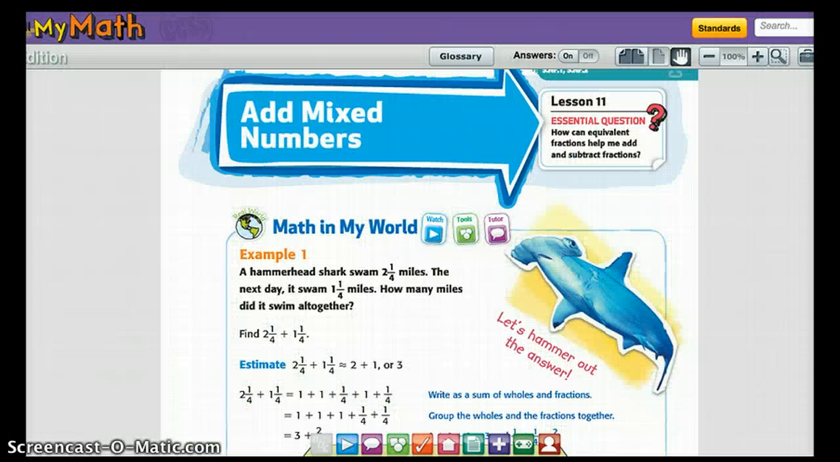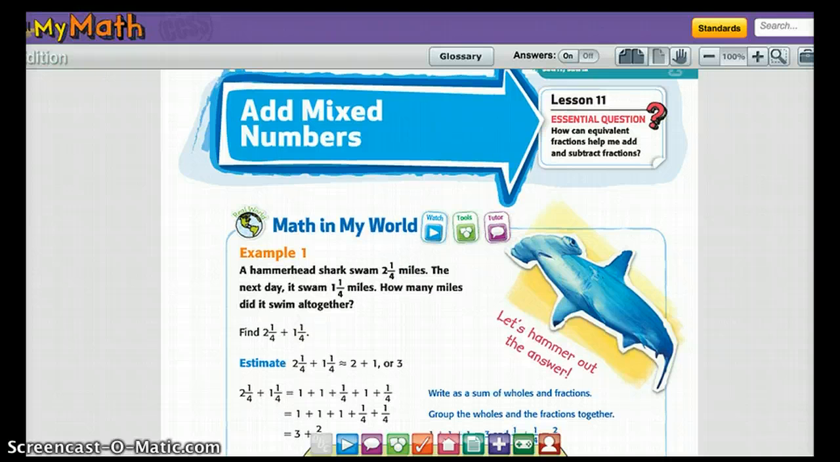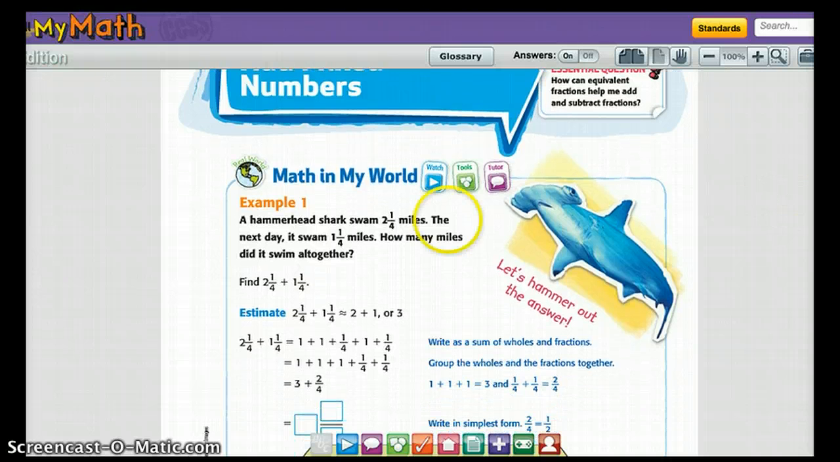Alright, let's take a look at this in your book. I am on page 677. I think that video gave you a really good idea of how to add mixed numbers, but we will work one out in the book as well. So in this word problem, there's a hammerhead shark that swam 2 1/4 miles. The next day it swam 1 1/4 miles. So how many miles did it swim altogether?